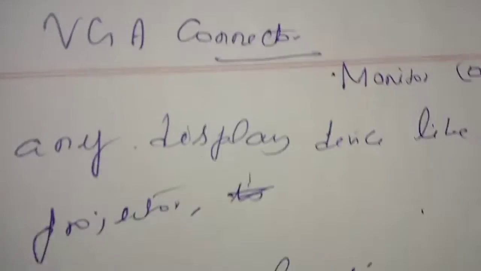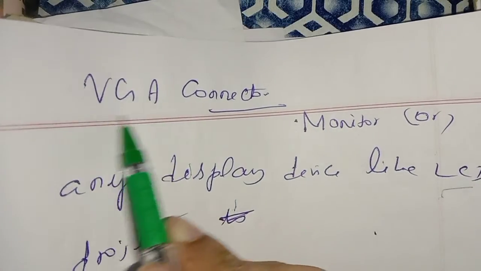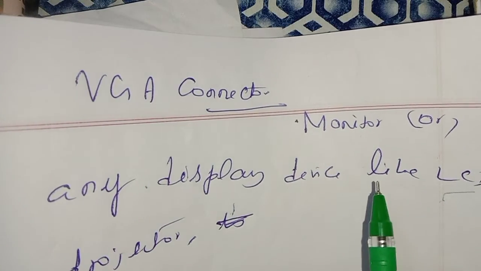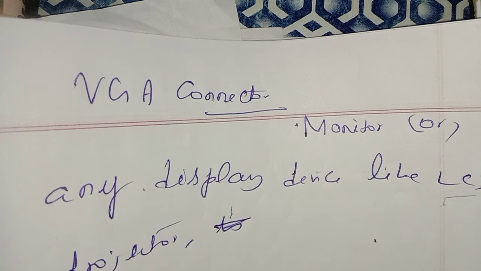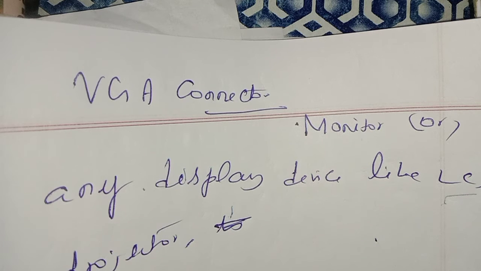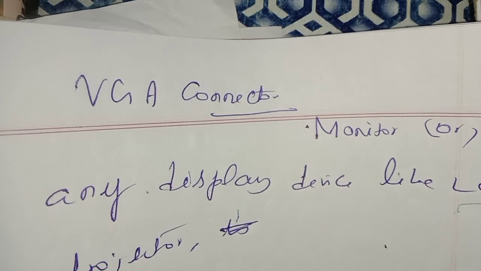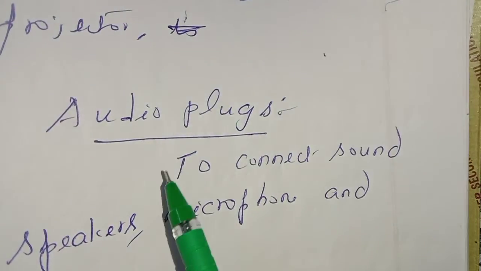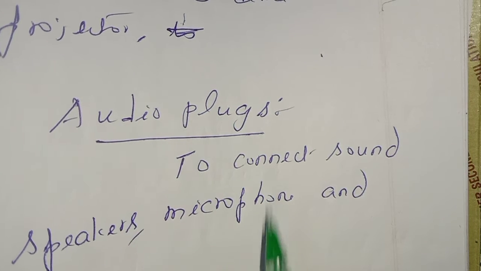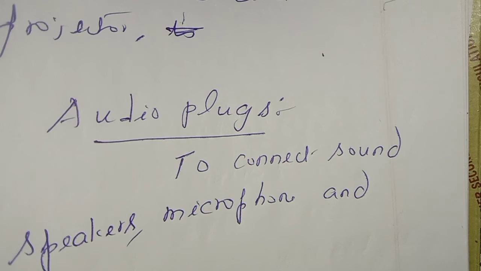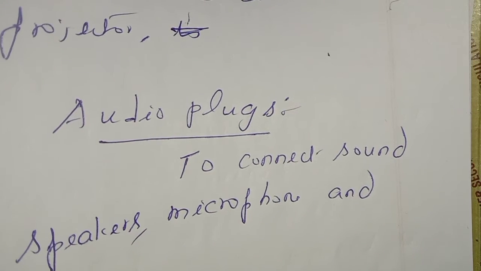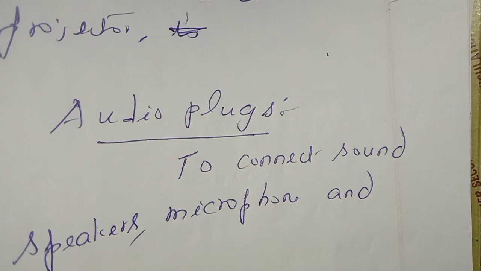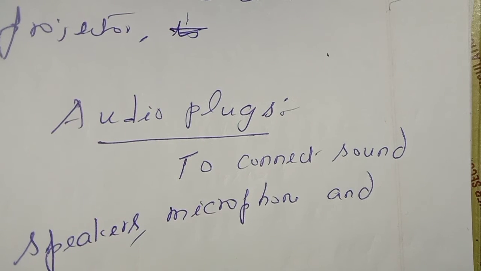Next, sir, you told us about ports. Now when you talk about connectors, tell me something about the VGA connector. It connects to a monitor to display, like an LCD projector. VGA means displaying information in color. Then audio plugs: audio means sound, to connect a speaker, microphone and headphone. Plugs will be there, and that is the audio port. The PS2 port is used to connect the mouse and keyboard to the PC.